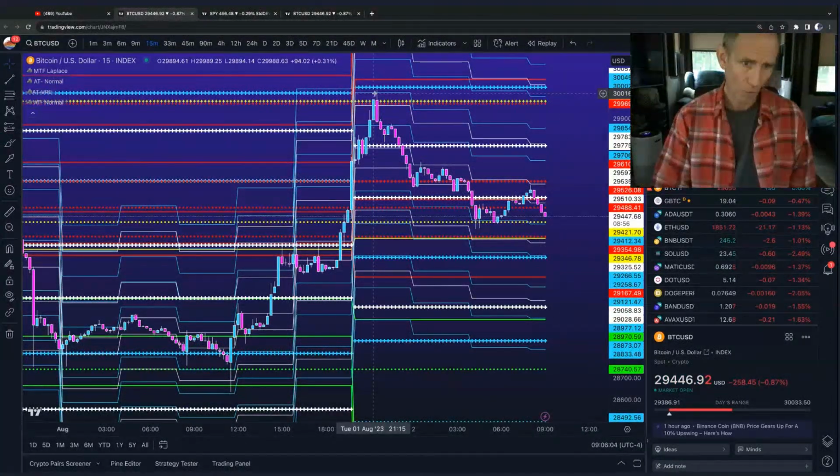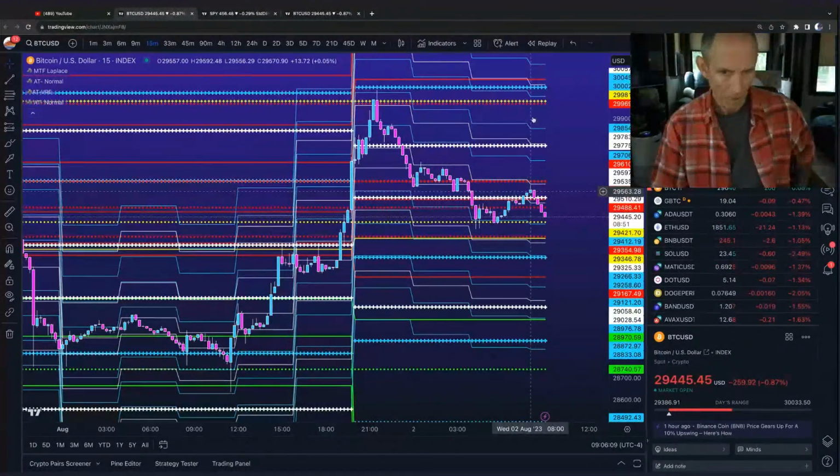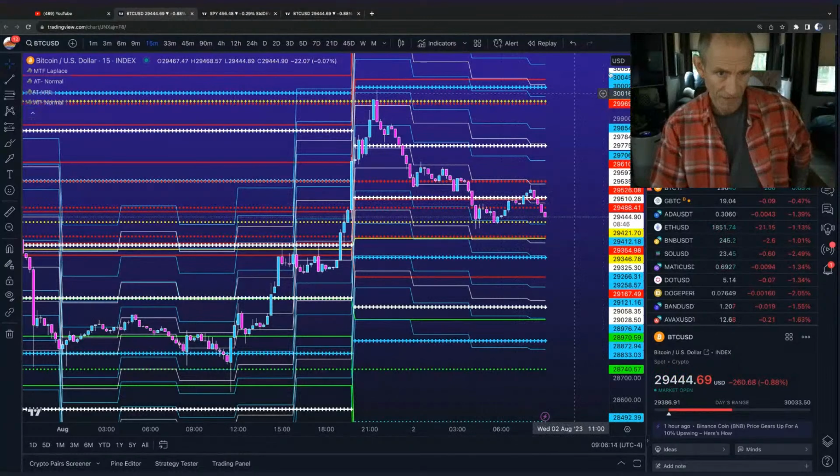Pulled back. Pulled back where? Look where it's sitting right now. Monthly range up here, weekly range down here. BTC is just sitting in the middle of all this macro volatility. I'm telling you, we're going to see a lot more of this.